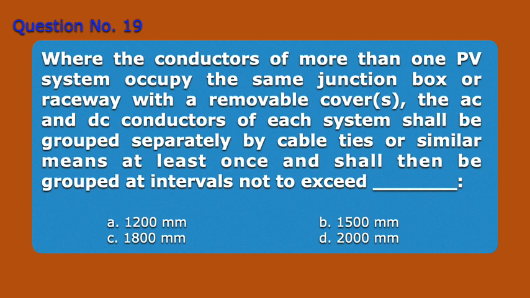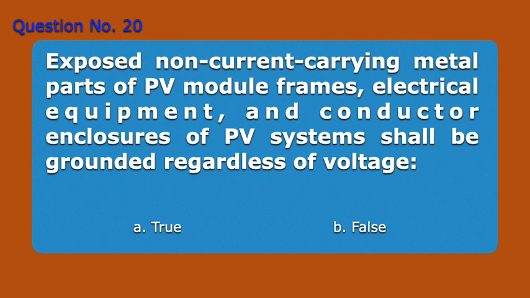Question number 19. Where the conductors of more than one PV system occupy the same junction box, or raceway, with a removable cover, the AC and DC conductors of each system shall be grouped separately by cable ties, or similar means at least once, and shall then be grouped at intervals not to exceed blank. A. 1,200 mm, B. 1,500 mm, C. 1,800 mm, D. 2,000 mm. Answer: C. 1,800 mm.